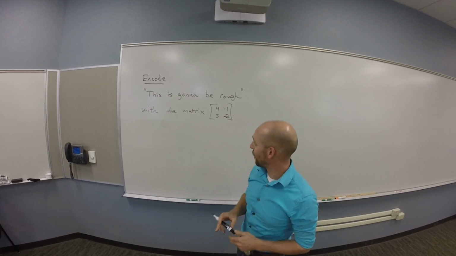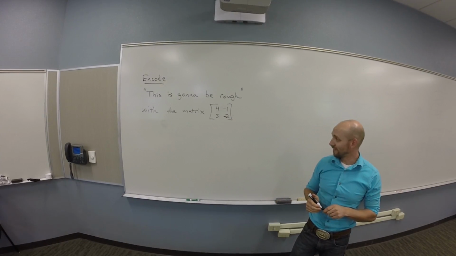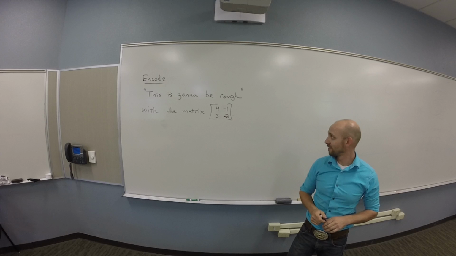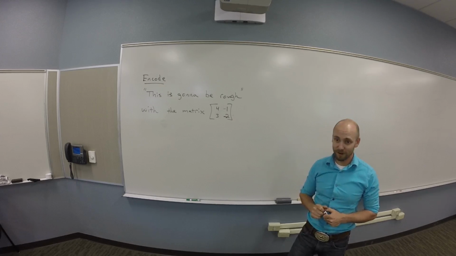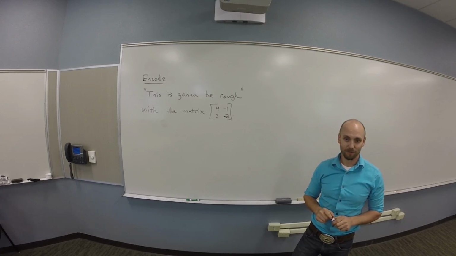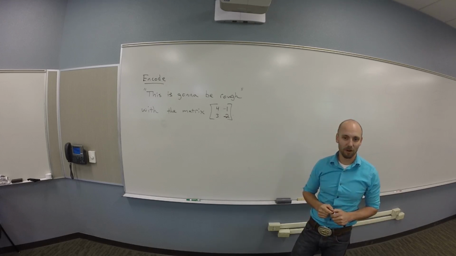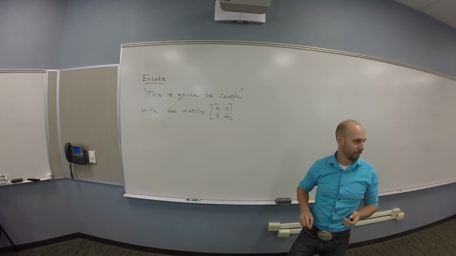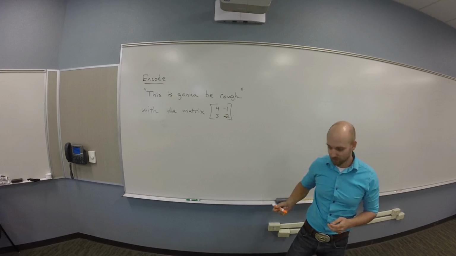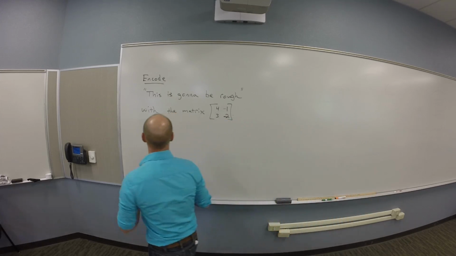Let's try to encrypt the sentence. This is going to be rough for the matrix: 4, -1, 3, -2. Cool? So for right now, we're just encoding. How do I encode? You have to assign every letter its numerical value.